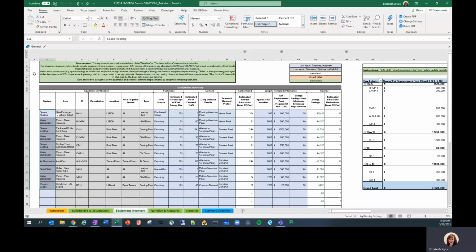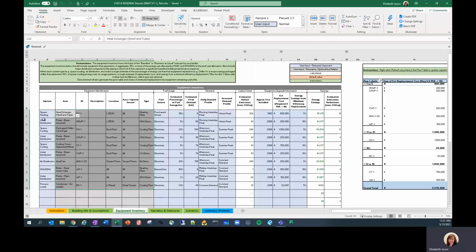Note that blue cells indicate information that's required and that's necessary in order to build up the baseline calculations later on in the tool, whereas the gray cells indicate information that's nice to have, metadata, identifying information, but isn't necessary as far as the calculations go.